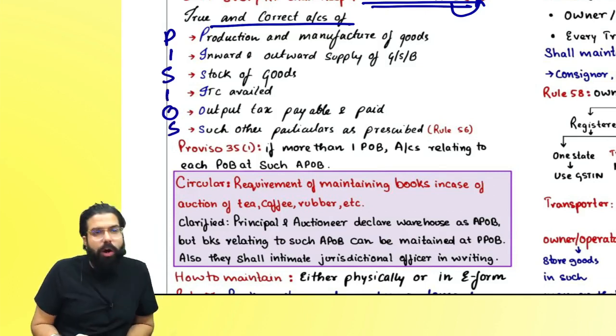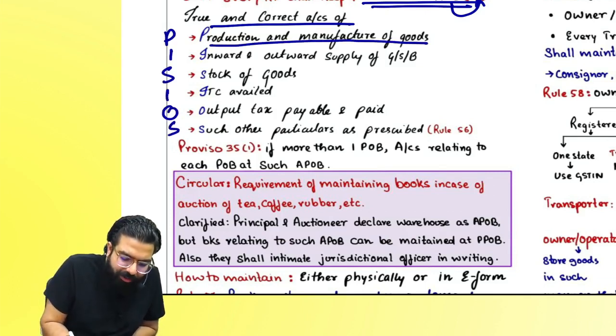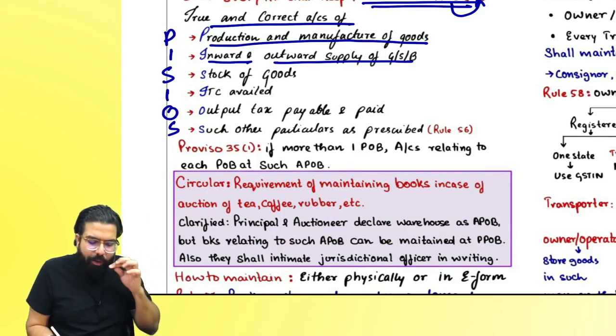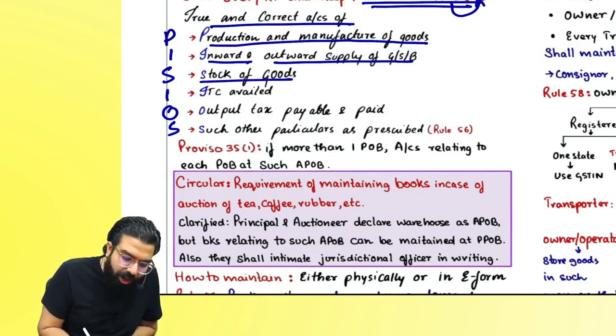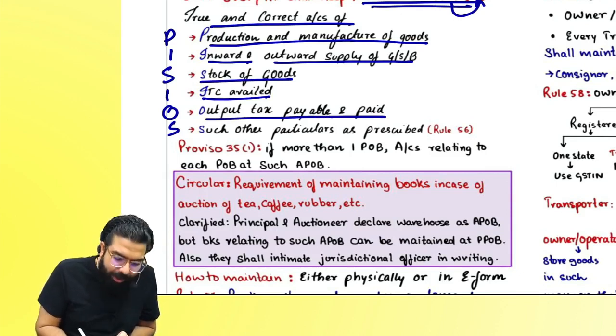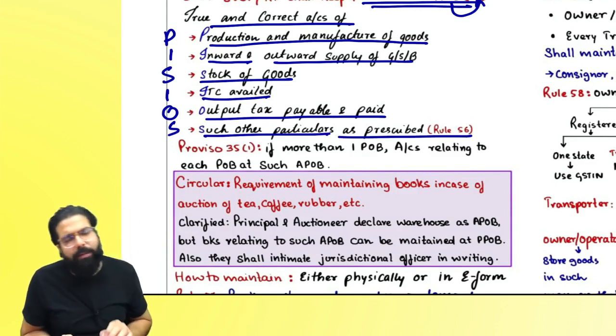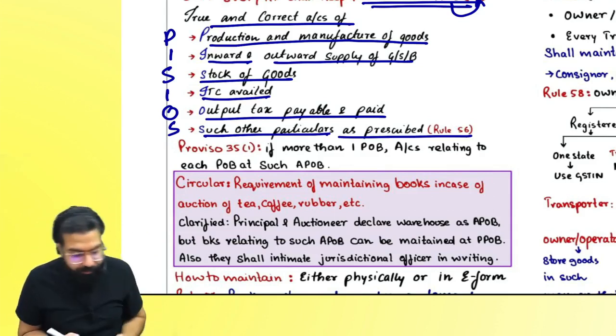PCOs means, sir, what? P means production and manufacture of goods, cost related accounts. C for inward and outward supply of goods and services, or both. O for stock of goods. S for ITC availed. O for output tax payable and paid. Such other particulars as may be prescribed in rule number 56.